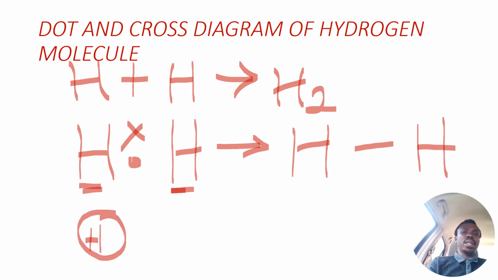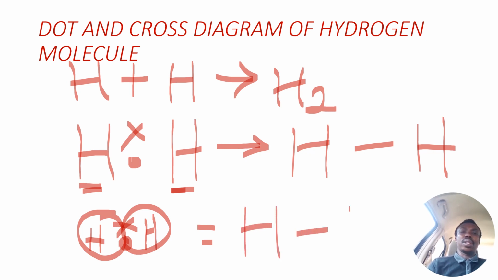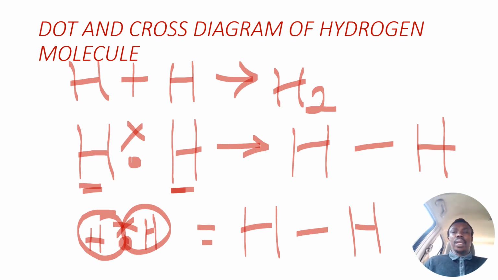This is hydrogen, bringing a cross. Then the other hydrogen overlaps with the other hydrogen, bringing a dot. So you see that each of them contributes one electron for the bond formation to give you the hydrogen molecule. So it is hydrogen single bond hydrogen. So this is the formation of a hydrogen molecule with the use of a dot and cross diagram.